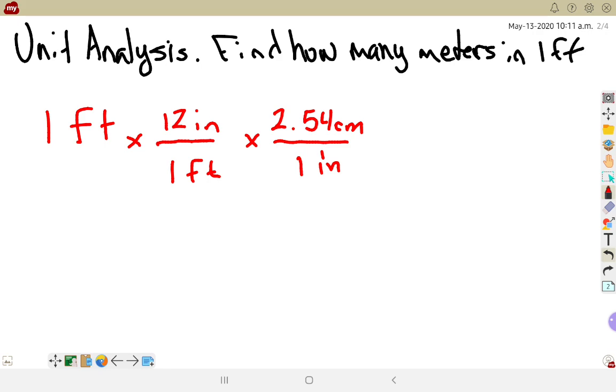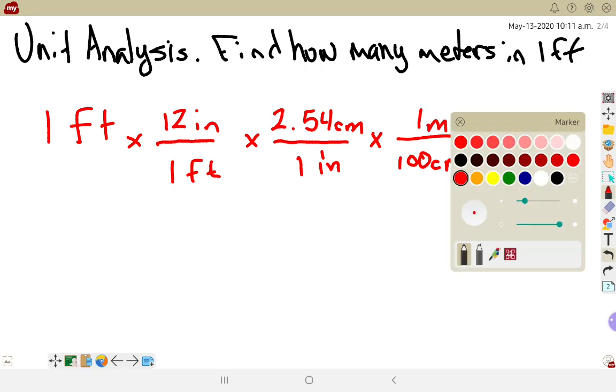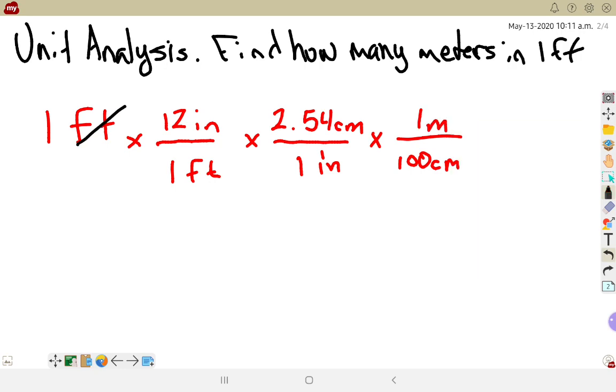That's the only thing you need. That's your bridge in between. Unit analysis takes care of everything else. Okay. All right. So I want to get centimeters now into meters. Well, I know there's 100 centimeters in 1 meter. So when I look at all my different units here, my feet cancel, my inches cancel, my centimeters cancel, and the only unit I'm left with now is meters.